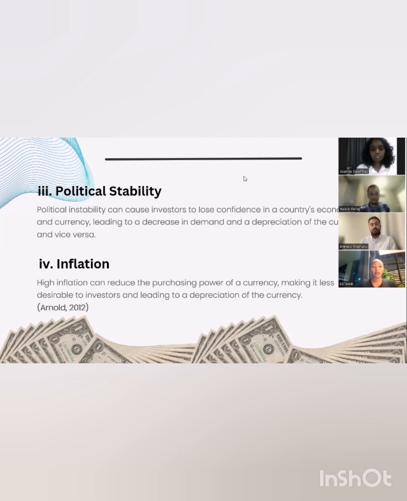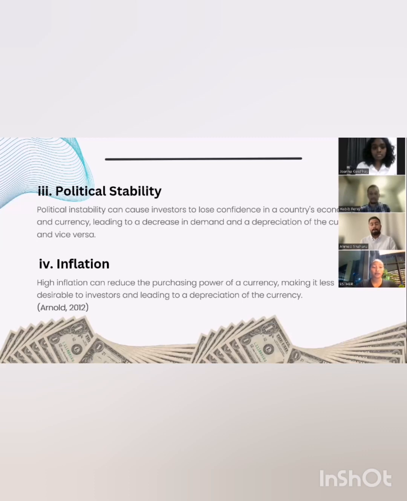We can see this inflation in what's going on currently, for instance, the deal which has been made by China and Brazil, whereby they have decided to make the purchase using the yuan currency. So this is just one of the factors whereby inflation can cause depreciation or an effect on the exchange rates of the particular currency.